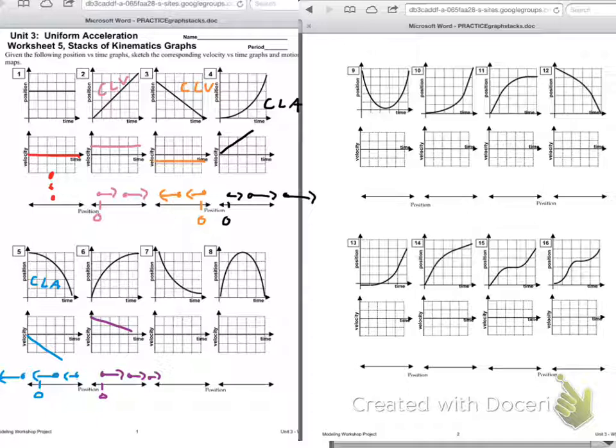Number 7 is just the reverse of number 6, where again we're still starting with a high velocity, but the slopes on this one are all negative, and the slopes are slowly decreasing in size. And when that slope is smaller, that means that the velocity is less. So this graph will look about like so.